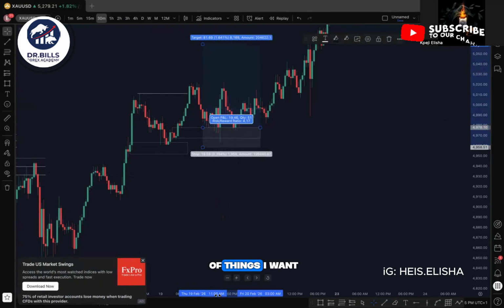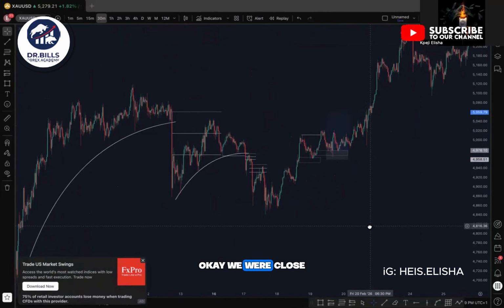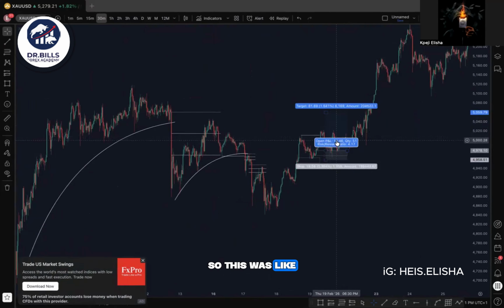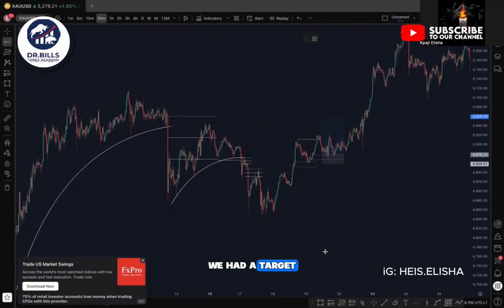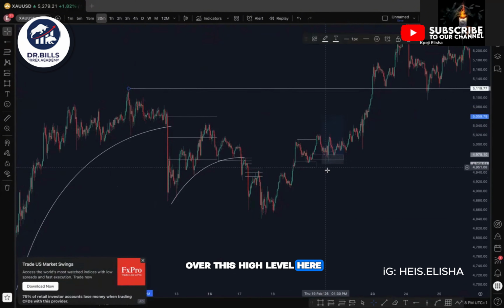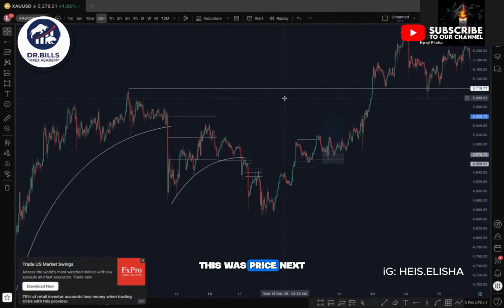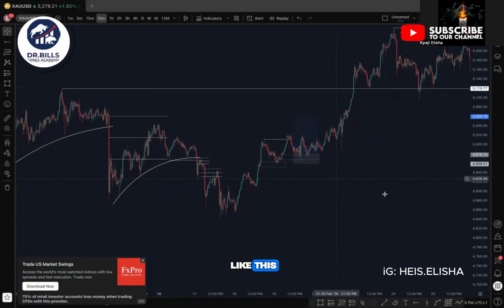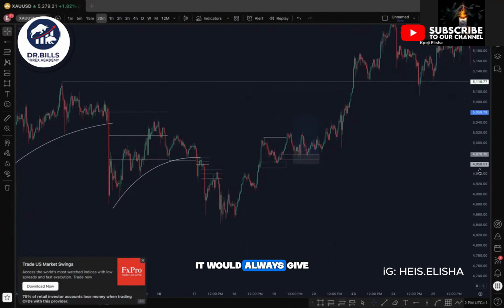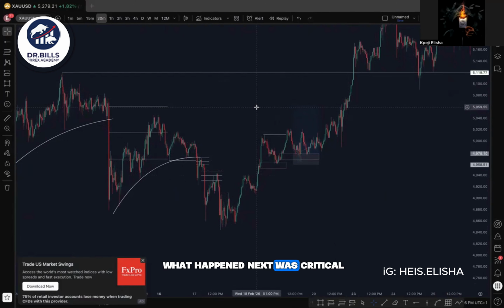But now, a couple of things I really want to point out is that we were so close. Okay, we were close to a point. So this was heading towards Friday, right? We had a target over this high level here. And I know that this is price's next target level. And for Friday, if price is heading for a structural high like this, on Friday, it will always give you guys an opportunity to take the trade. So what happened next was critical.